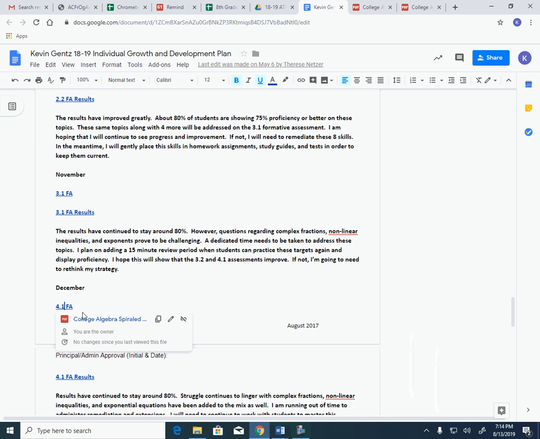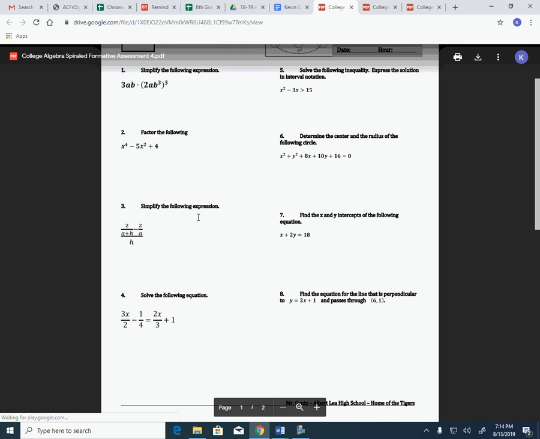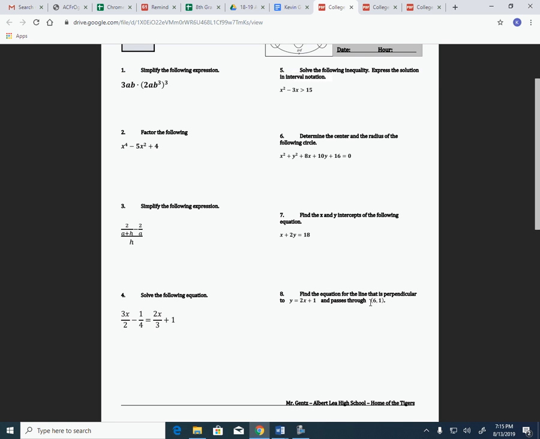So this is that formative assessment, spiraled through. And here's question number 8. Find the equation for a line that's perpendicular to y equals 2x plus 1 and passes through (6, 1). So it's sitting in slope-intercept form. They just have to identify -1/2 as the slope and then use that.